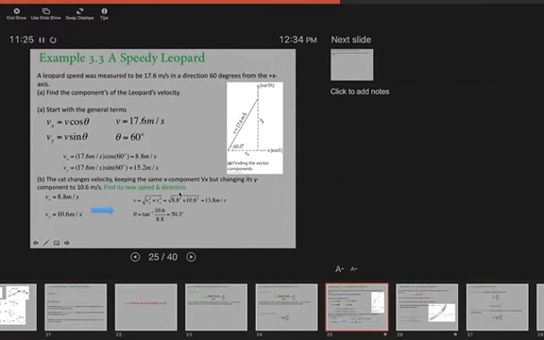Find the direction. We already agreed that if you want to find the direction, meaning the angle of a vector, you need to do the arctangent, meaning tangent minus 1. Tangent minus 1 is vy over vx.